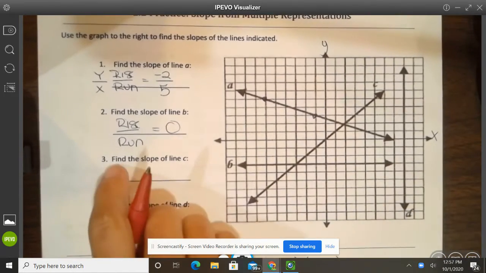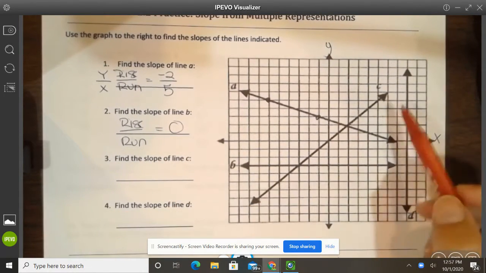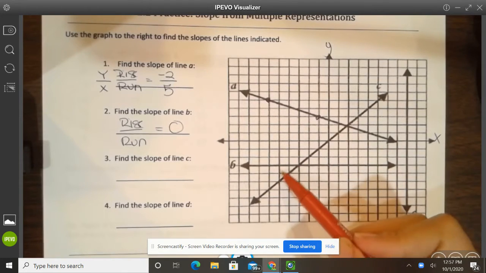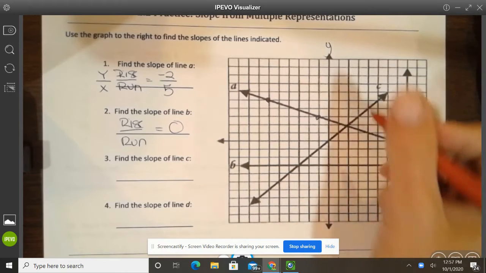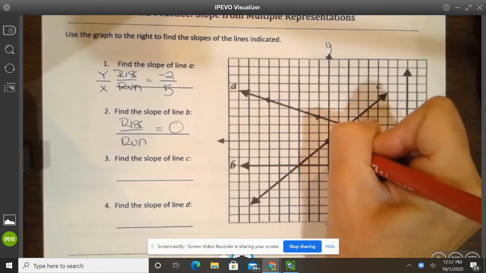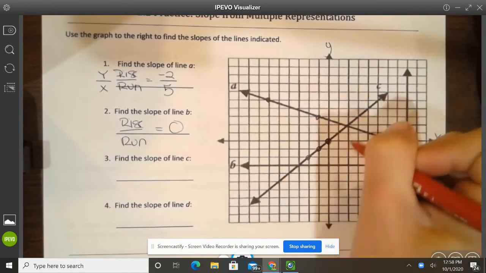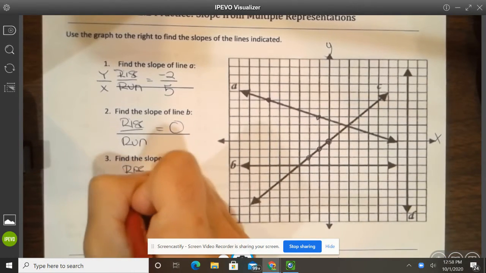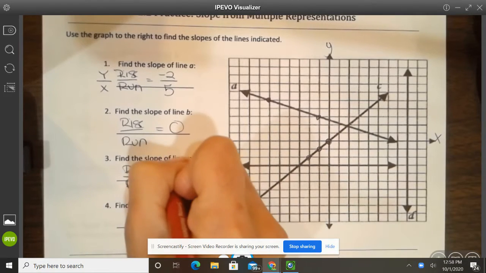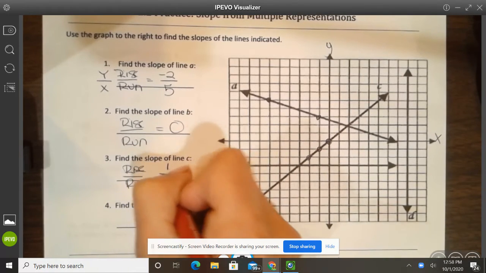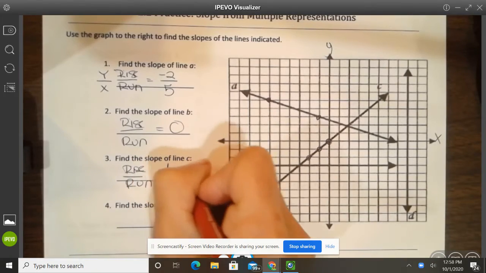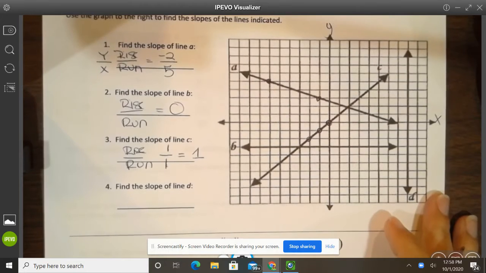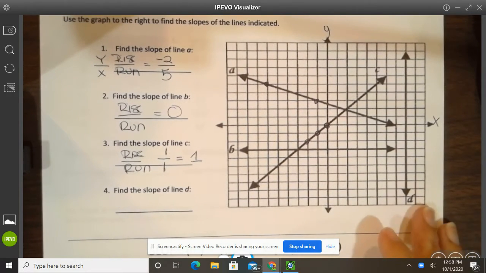All right, so find the slope of line C. Line C is a positive slope. It's going up, uphill, right? So then I'm gonna find 2 points that I can see. So that's one here, one here. Oh, these are 1, 1. So my rise over run is 1 to the right, one up, which is the same thing as 1. That's my slope.